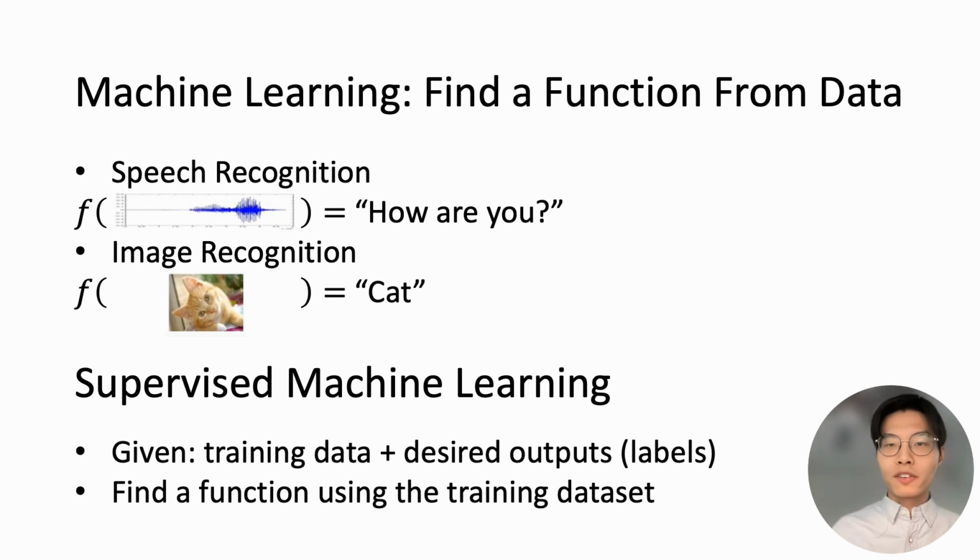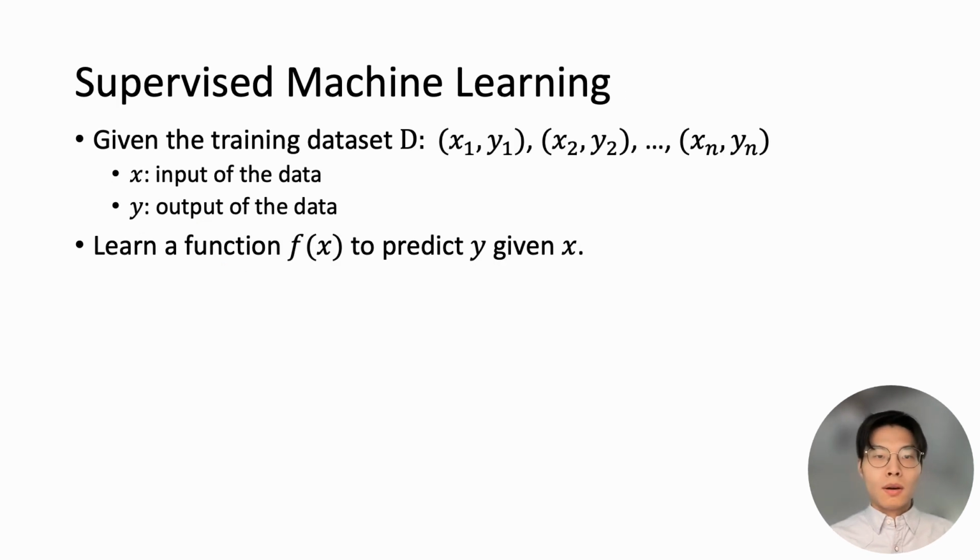Supervised machine learning figures out a way to answer future questions so that for any image in the world, it can identify whether there is a cat in the image. More formally, we are given a dataset D with n pairs of xi and yi, where xi is the input of the data and yi is the output of the data. We aim to learn a function f that can predict the y given x.